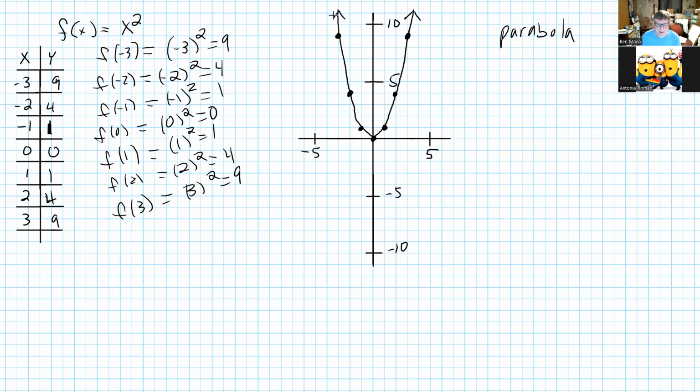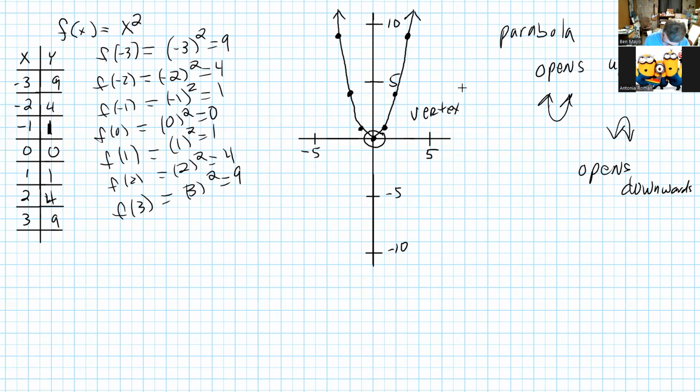I want to point out some things. First of all, this parabola, we would say that it opens upwards. A parabola that looks like this, we say that it opens downwards, okay? And we'll talk more about that. For a parabola that opens upwards, this lowest point, which in this case is at the origin, is called the vertex. So for this problem, the vertex is at 0, 0 for the origin. Okay.